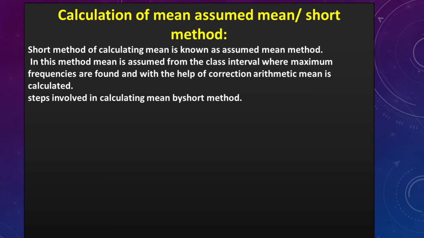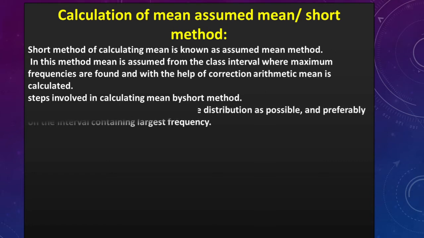In this method, mean is assumed from the class interval where maximum frequencies are found, and with the help of correction, the arithmetic mean is calculated. Here, the very important thing we are going to consider is the assumed mean. Assumed mean is the mean where maximum frequencies are found in the class interval. So what are the steps involved in calculating mean by short method? Let us see one by one.